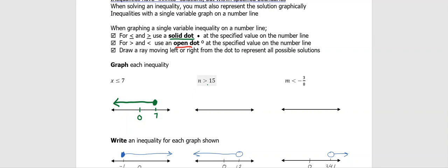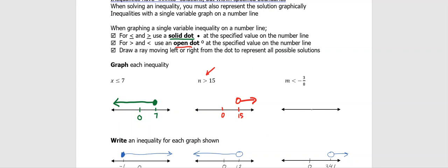as n is greater than 15. That's going to be an open dot because of the symbol without the or equal to. So we're going to mark 0. 15 being positive will be somewhere to the right. I'm going to mark an open dot because of the nature of the inequality. And then because I'm greater than 15, I know on a number line values greater than 15 are to the right. That's the end of my graph.